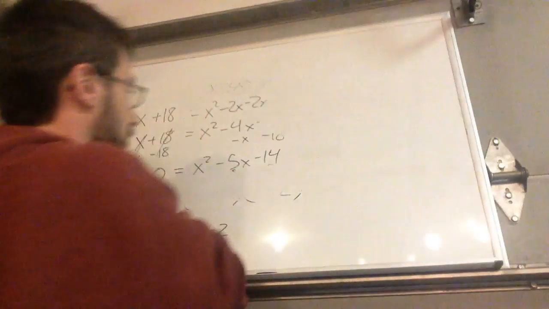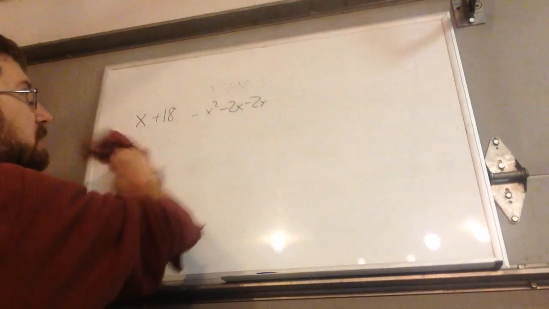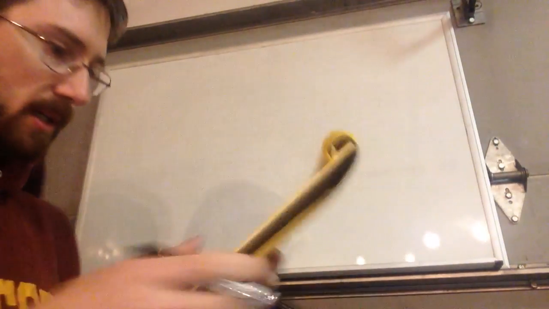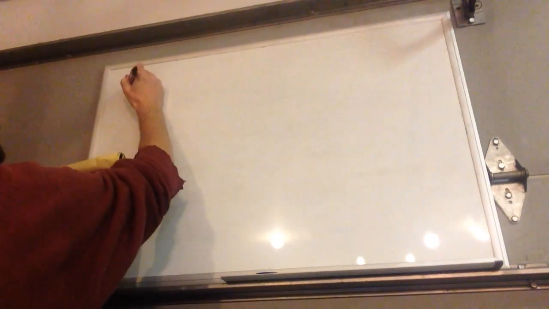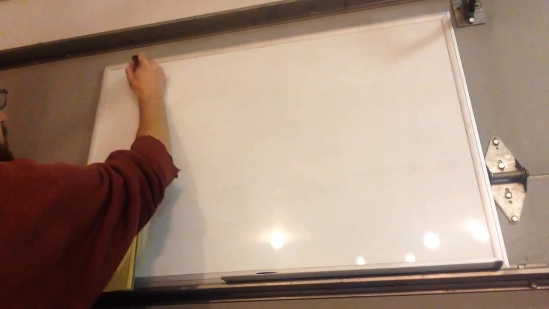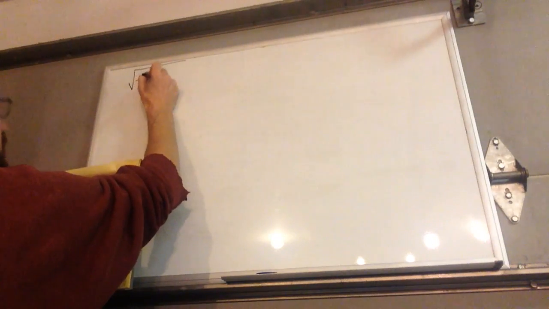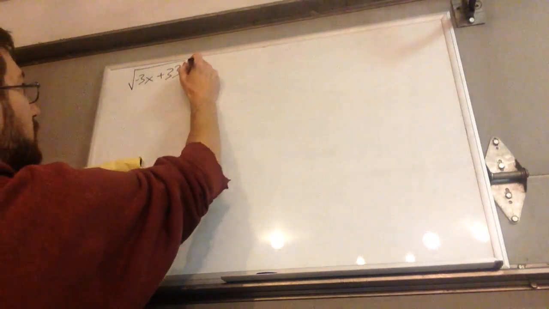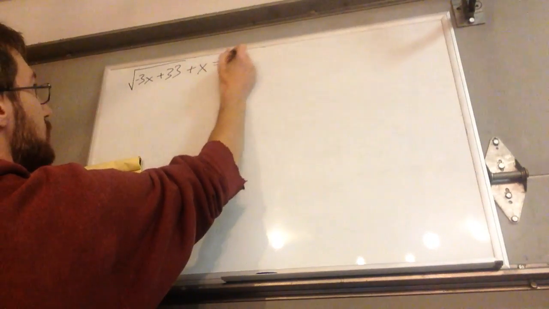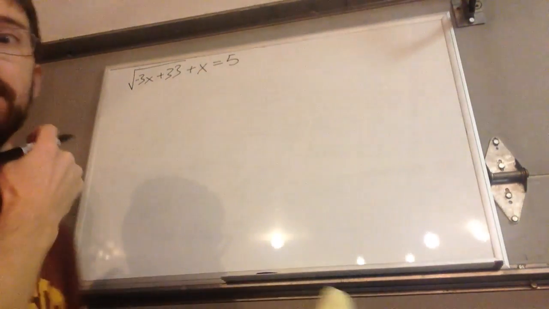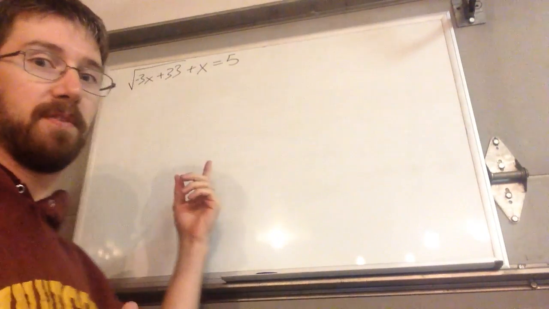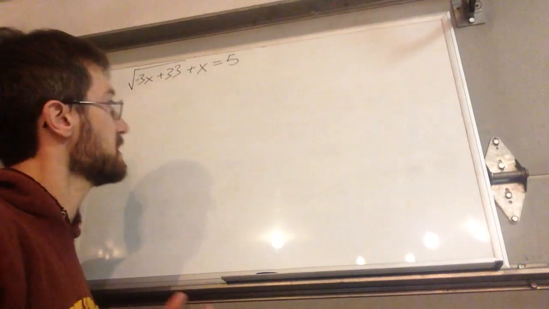So let's take a look. Okay, next example. Now, we're going to get a little crazy with this one. We're going to say that this is the square root of negative 3x plus 33 plus x equals 5. Now, before you pause and start on your own, you might want to wait for this first step just to be safe.